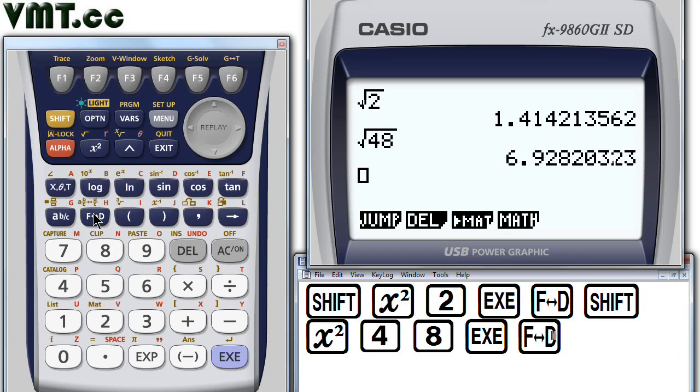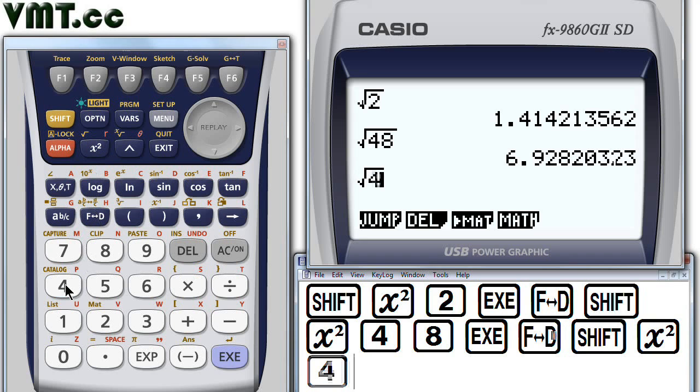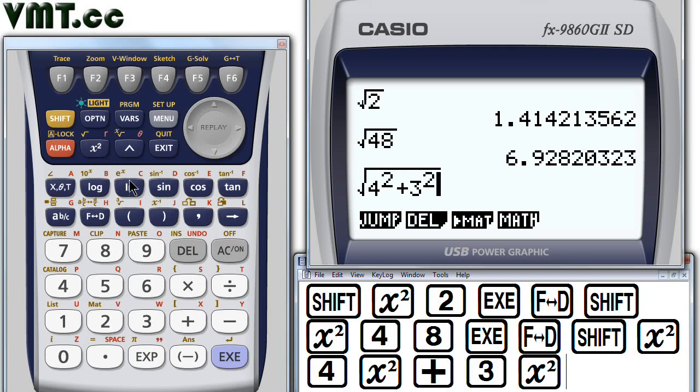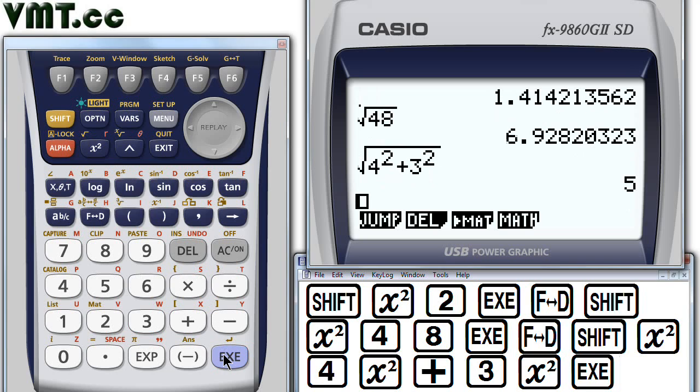For our third example, we can have more complicated expressions within the radical. For example, shift square root 4 squared plus 3 squared. Execute. The answer is 5.